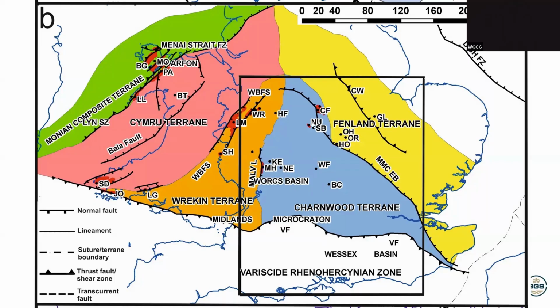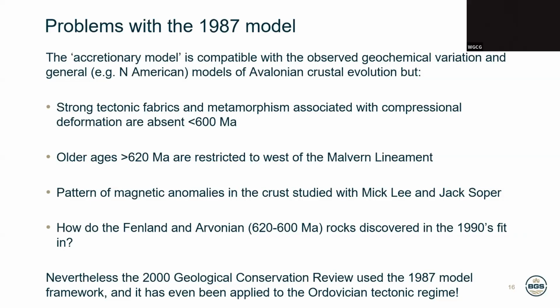That seemed to fit the mood of the times, and I didn't really need to modify this idea till about 2000, when, next slide please, I started to realize there were some problems with this so-called accretionary model. Accretion is the term we use for this sort of tectonics, where you move slabs of crust around, a bit like the San Andreas Fault.